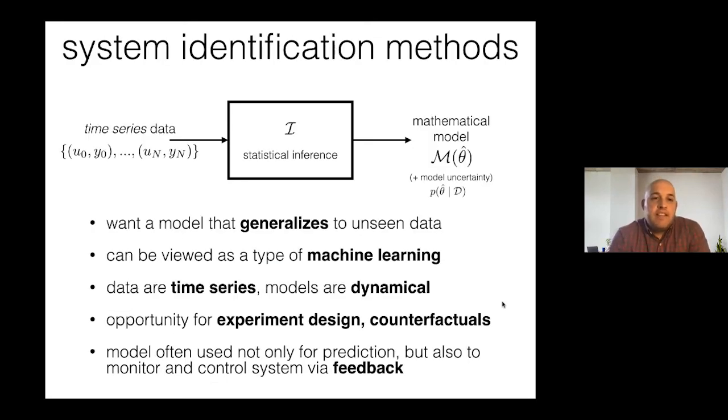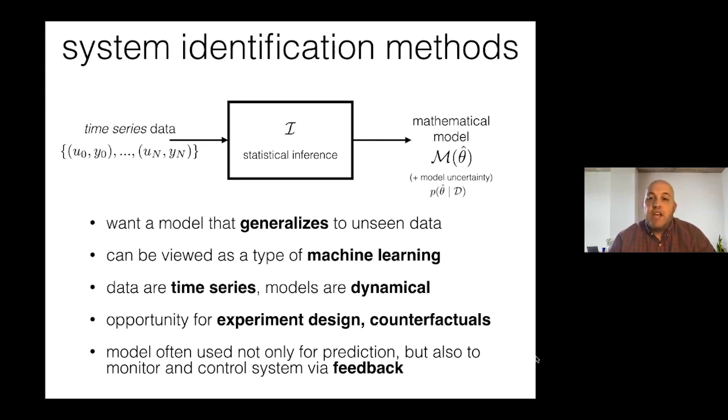So broadly, the way this works is that we collect some data, and since we're dealing with dynamical systems, we're going to get time series data, both of the inputs and the outputs of the system. And we'd like to do some processing on that data. In general, we're going to apply some statistical inference methods, and those will allow us to estimate the mathematical model. Specifically, we're going to get an estimate of the parameter that specifies these functions that I talked about in the last slide on the mathematical model.